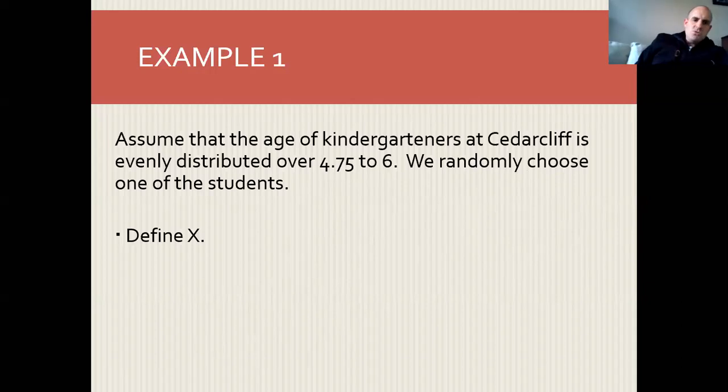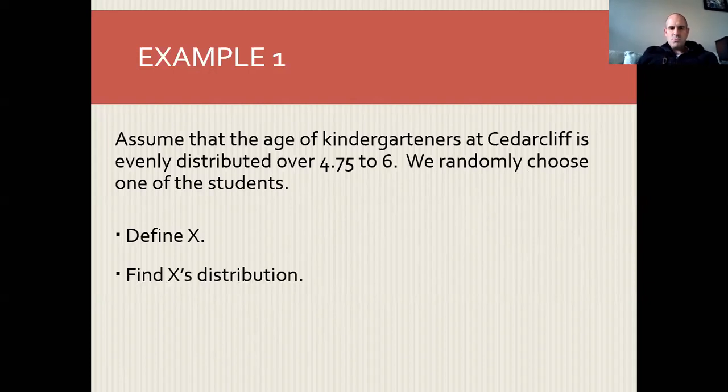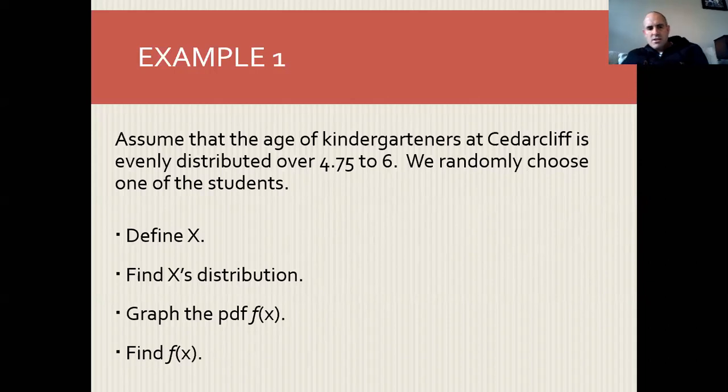We randomly choose one of the students. Let's define a random variable, find X's distribution, graph the PDF, the density of this thing, and find the PDF. Well, this should be fairly easy. So how do I define the random variable X in this particular case? Well, it's just going to be the age of a random child.